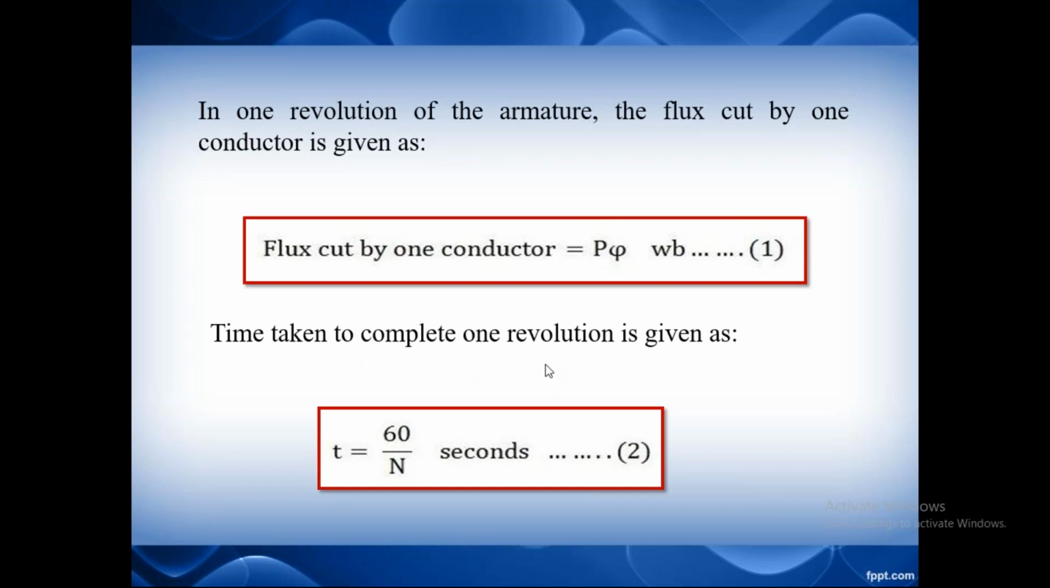And next, the time taken to complete one revolution is given by T equals 60/N. So I will take 60 seconds for one rotation, where N is the speed, and its unit is seconds. Now we apply the two equations: one is the flux cut by the conductor, and the other is the time taken for one revolution.